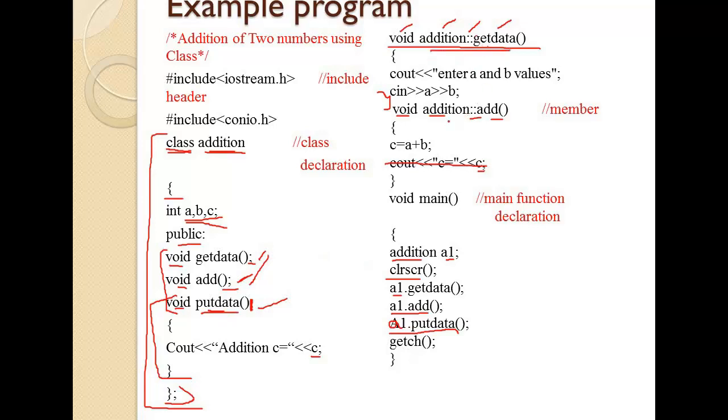Madam, like get data and add, similar to this, you will have one more block, and the block will be void addition, scope resolution operator, put data. Within curly brace, you will have these lines. Yes, madam. Okay? Any other doubt?